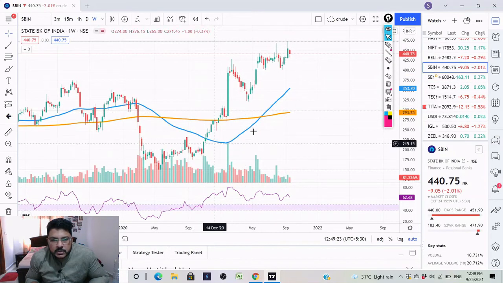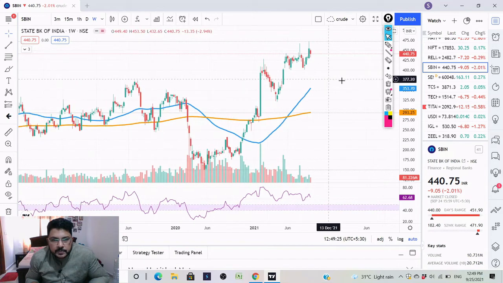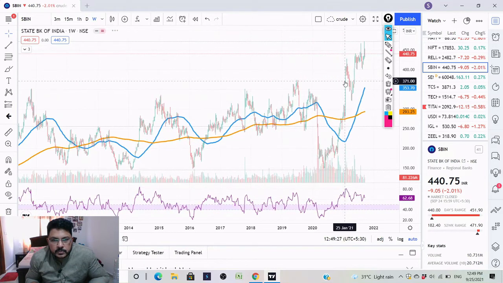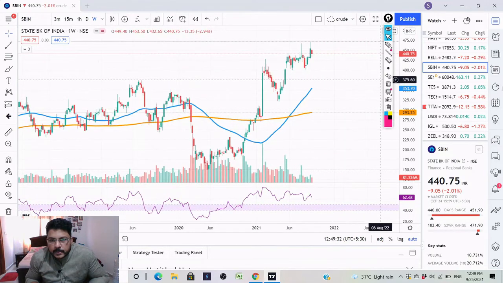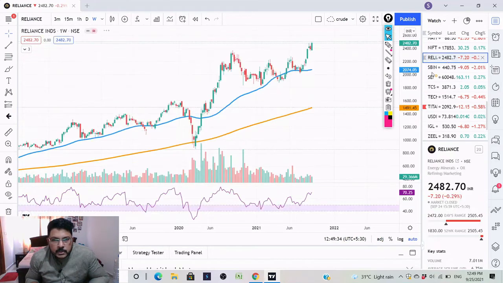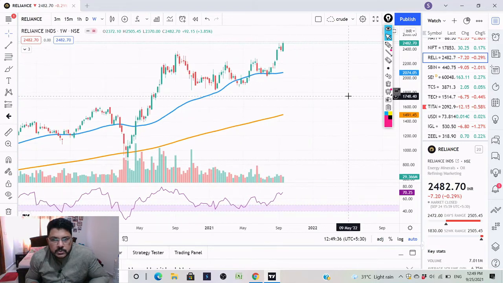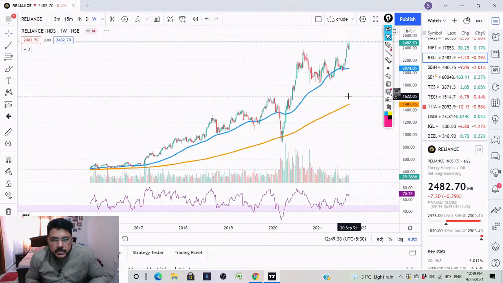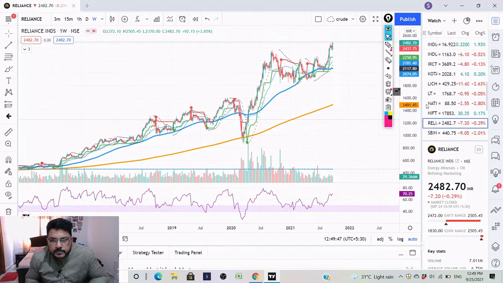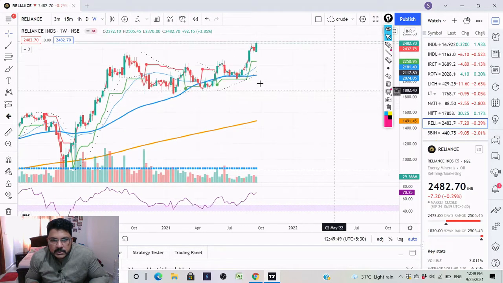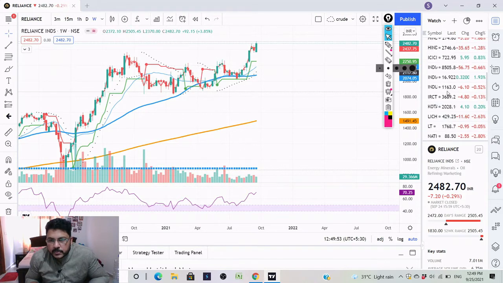State Bank of India is also in a good uptrend. Reliance is going to go to a new territory now. It's pretty high. It has taken nice support at 200, then taken support at 20, and now it's forming a new high. It has given an entry on our system here, that is on 31st May.